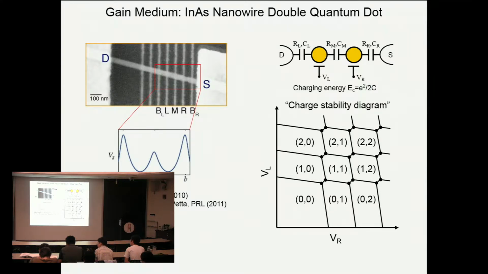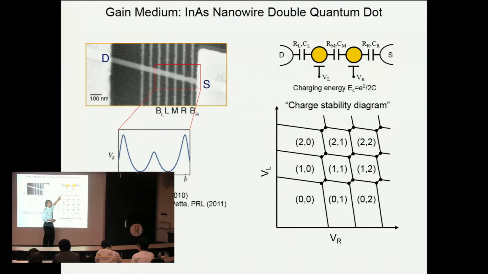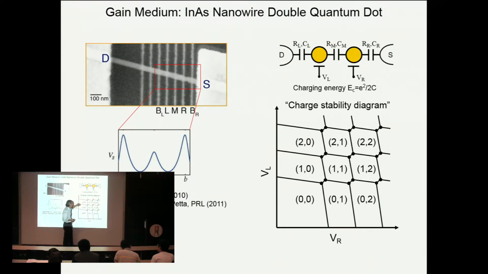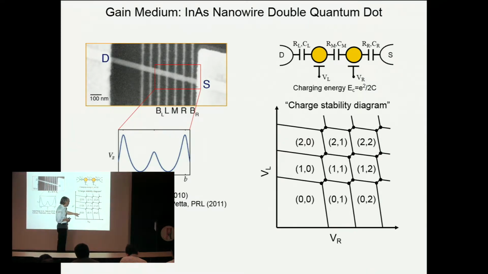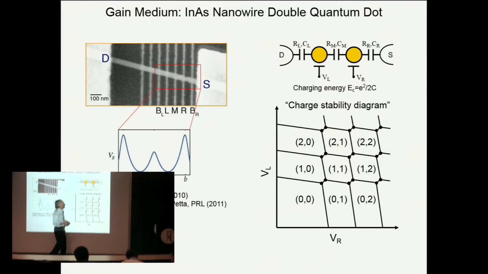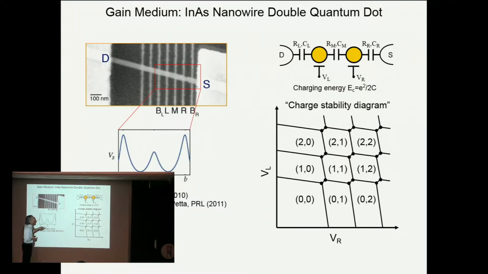There's a mutual Coulomb interaction between these two quantum dots that is going to lead to what's called a mutual charging energy. And so we can plot out something that's referred to as a charge stability diagram. This charge stability diagram is a plot of the electron occupation in the left dot and the electron occupation in the right dot as a function of the right gate voltage and the left gate voltage.